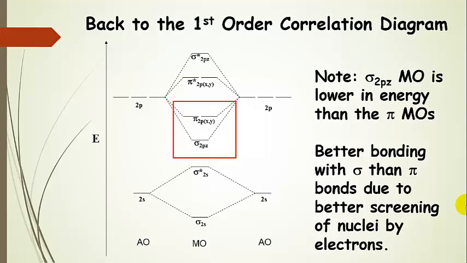Okay, so let's go back to the first order correlation diagram. And I just want to also point out again that this sigma 2pz is lower in energy than these pi molecular orbitals. So basically there's better bonding with sigma than pi due to better screening of nuclei by electrons. So it's lower energy.